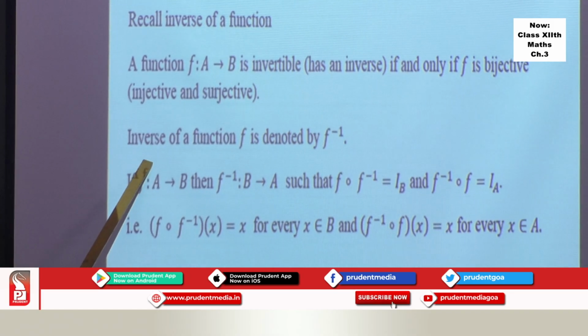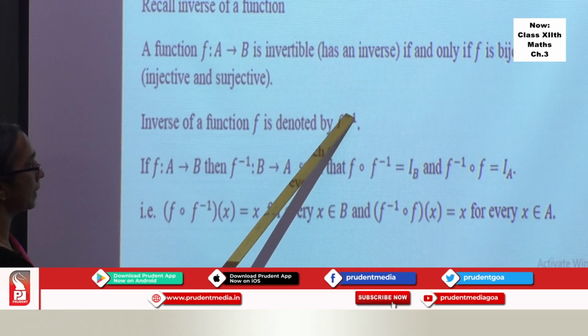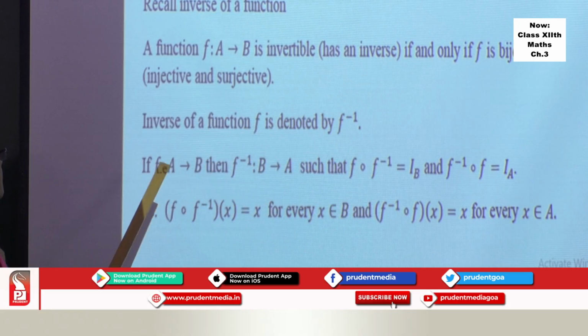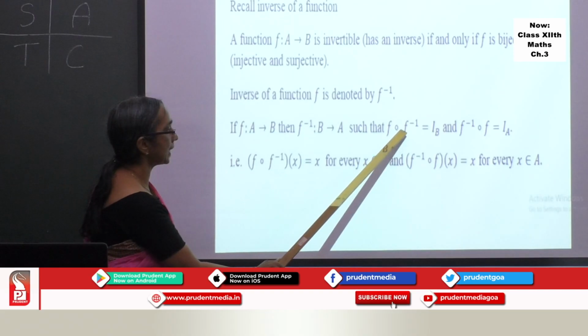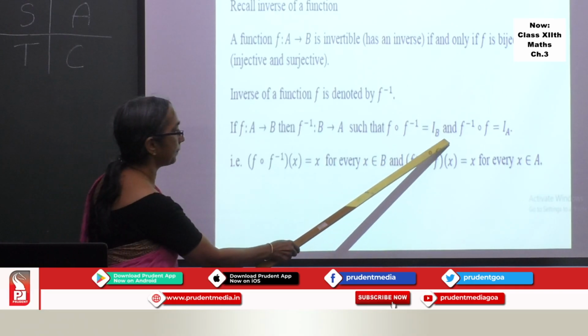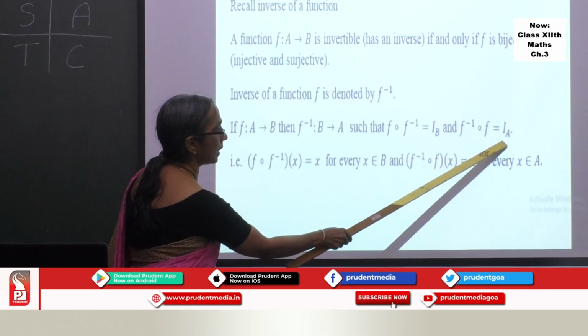Now, inverse of a function f is denoted by f raised to the power minus 1, but it has nothing to do with 1 upon f. Now, if f is a function from A to B, then f inverse is a function from B to A, such that f composition f inverse is the identity function on B and f inverse composition f is the identity function on A.